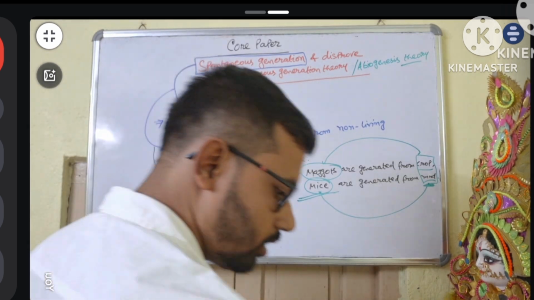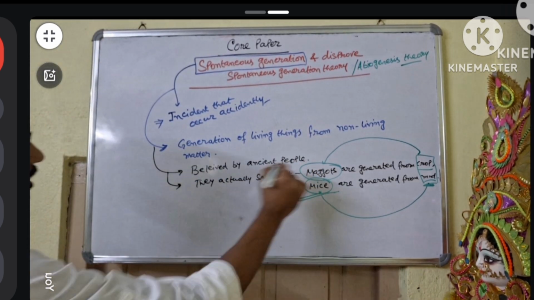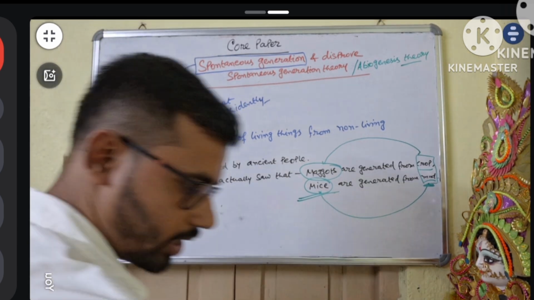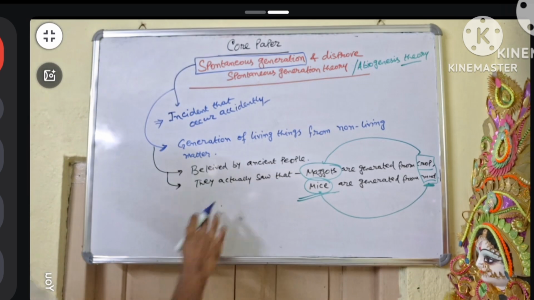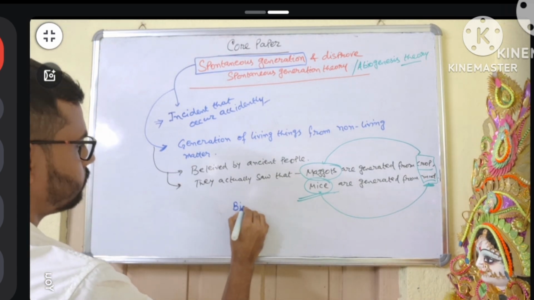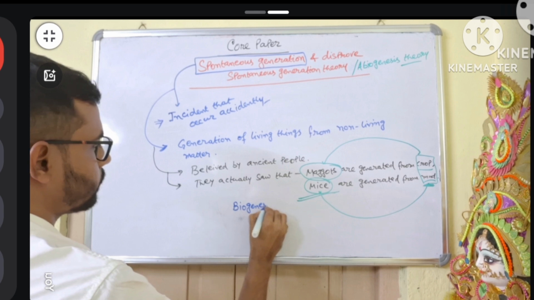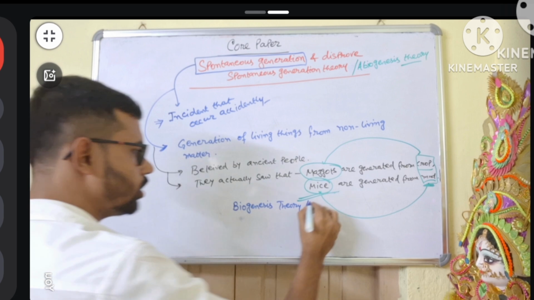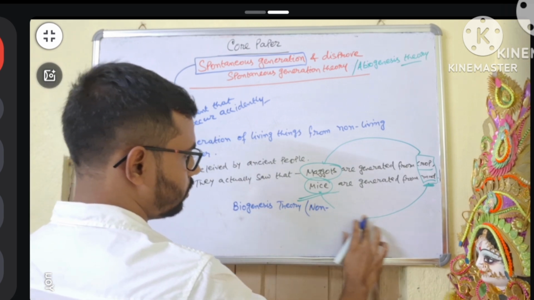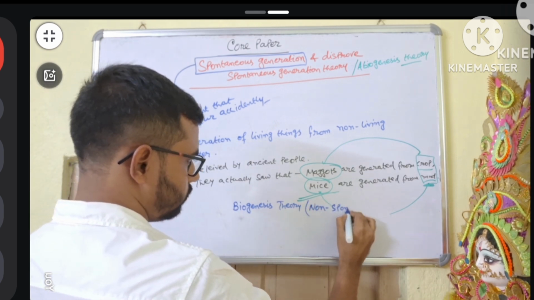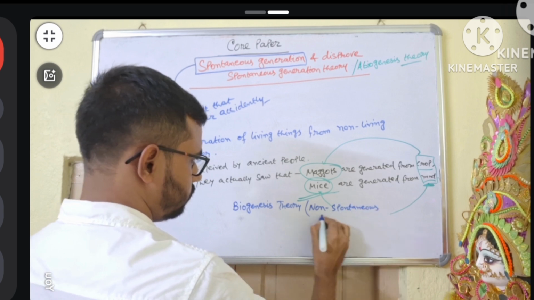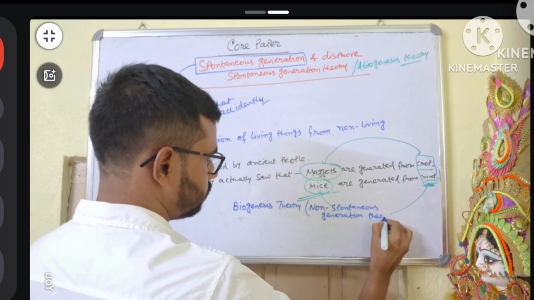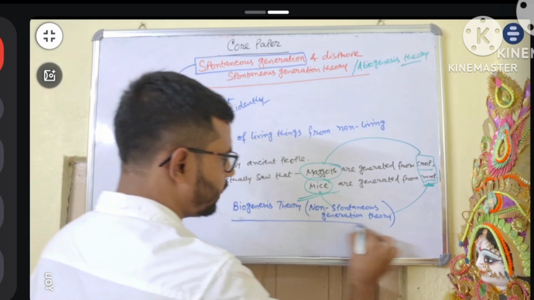In contrast, there is also another theory called biogenesis theory, another theory against spontaneous generation at that time. Biogenesis theory, or non-spontaneous generation theory. So two theories were available at that time.